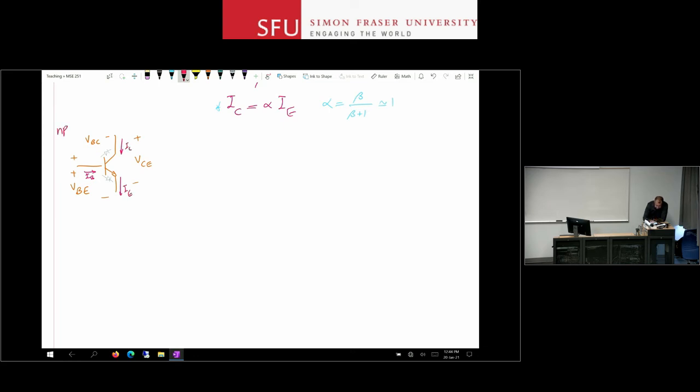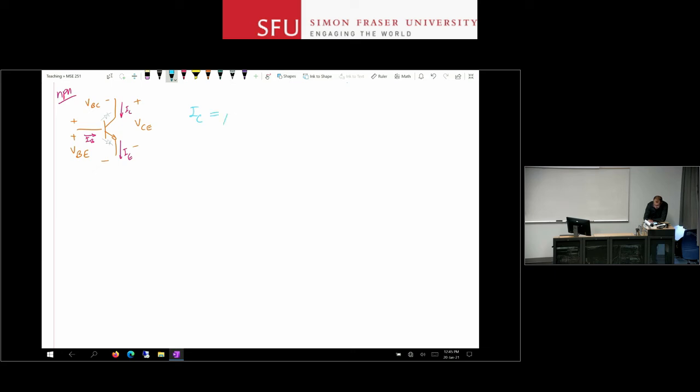This is NPN. Okay? So two equations I'd like you to remember. First one is that IC is beta IB, and by extension, alpha IE. So I'm going to count this as one equation because alpha and beta are related. And then the second equation is IC is IS e to the VBE over VT.